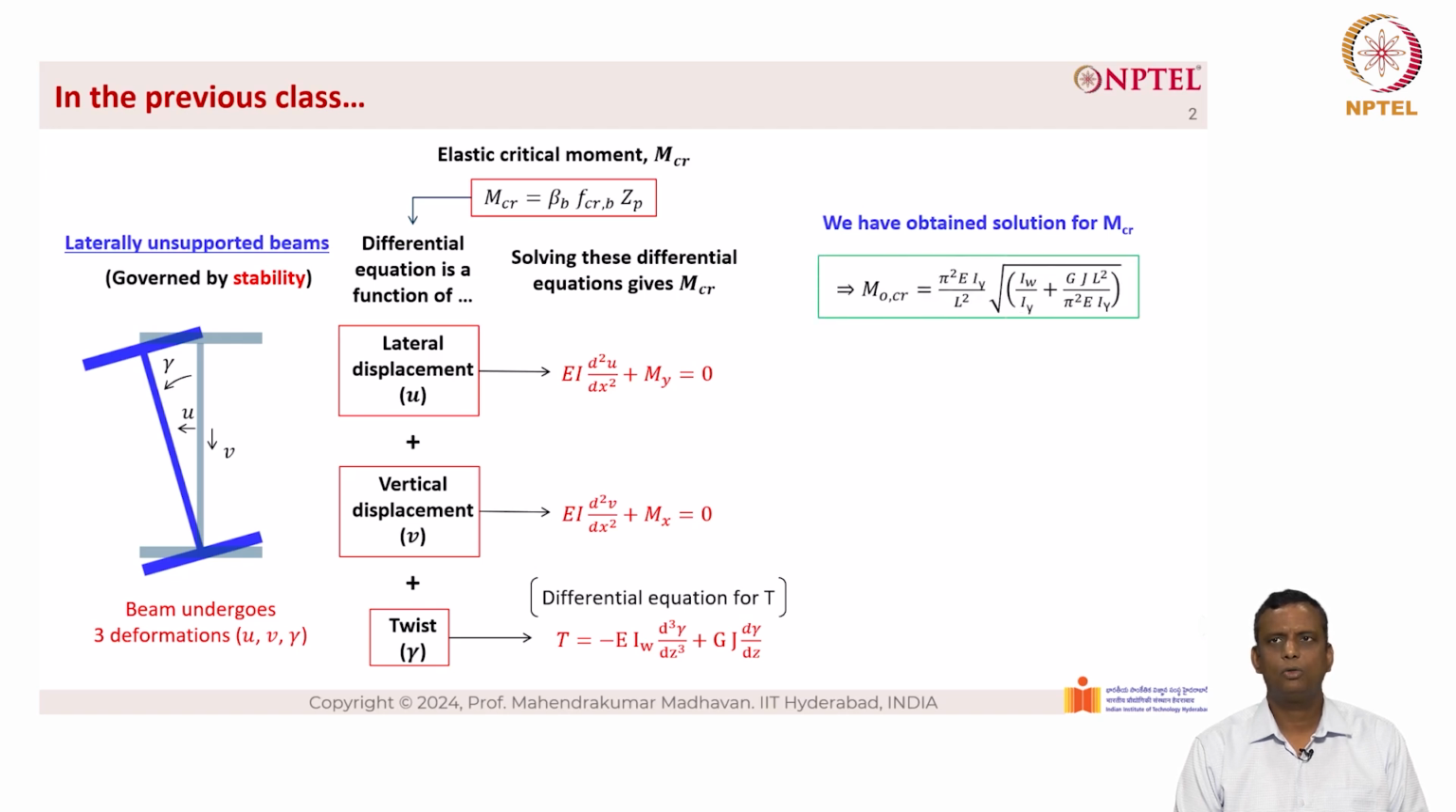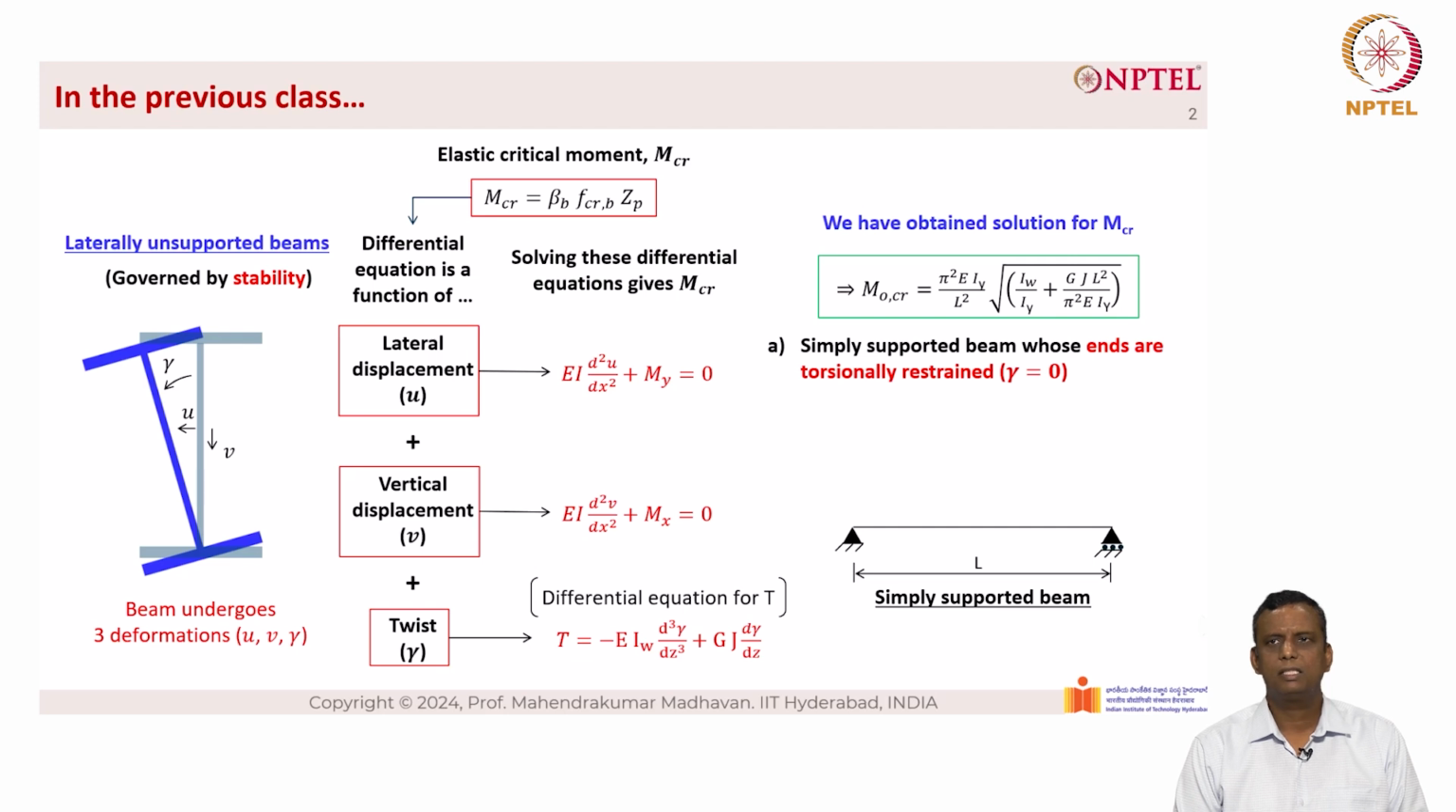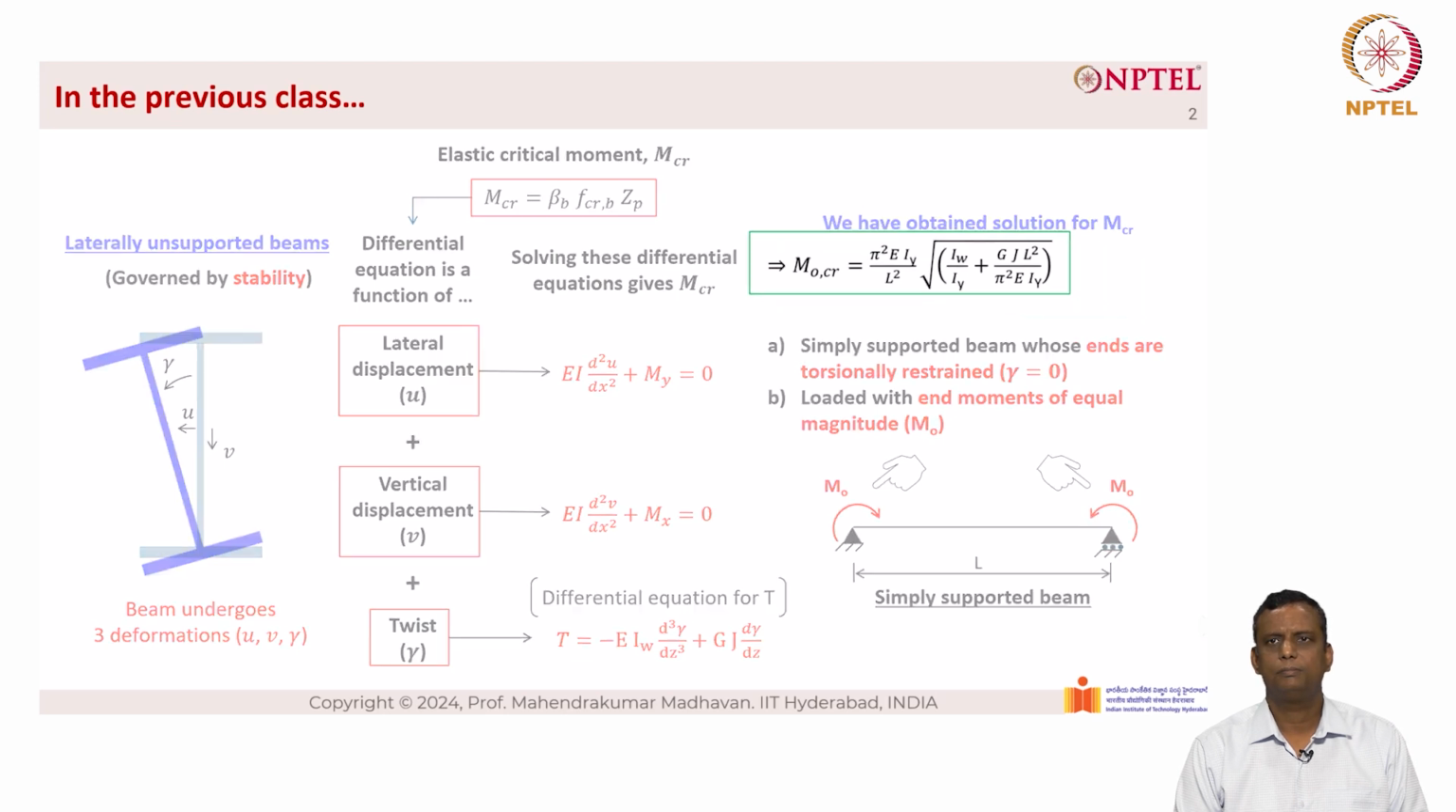M naught critical equal to pi square EIY divided by L square into root of IW by IY plus GJL square divided by pi square EIY. And this is for a simply supported beam whose ends are torsionally restrained, which is gamma equal to 0. And the end moments are of equal magnitude M naught.